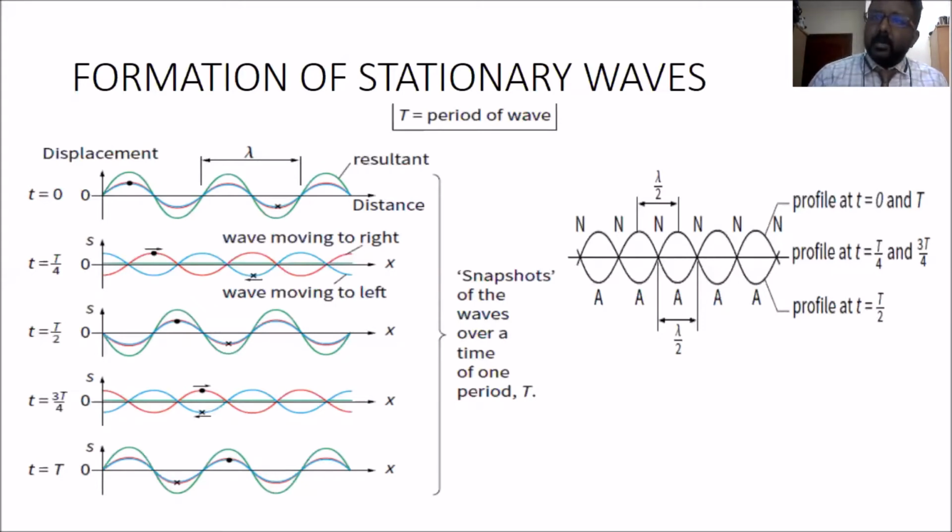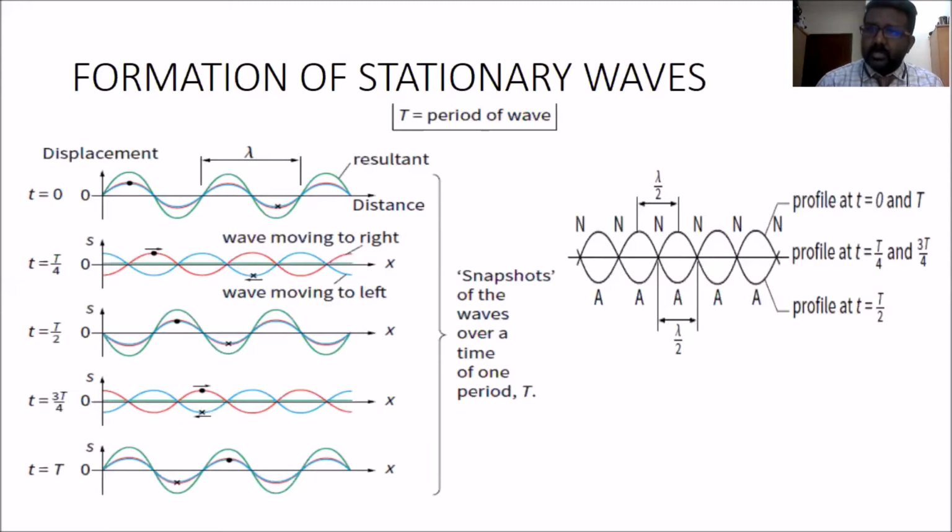After a time equal to 1/4 of a period, that is t equal to T/4, each wave has traveled a distance of 1/4 of a wavelength to the right or left. Consequently, the two waves are in antiphase and the phase difference is equal to 180 degrees. The waves combine destructively, giving zero displacement.